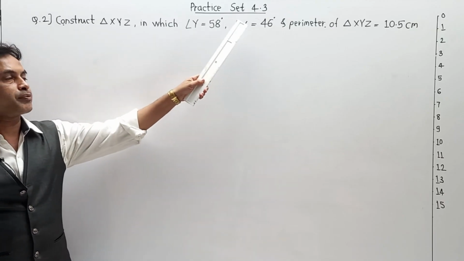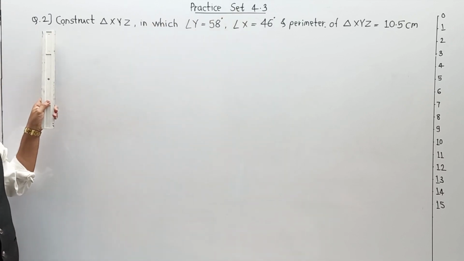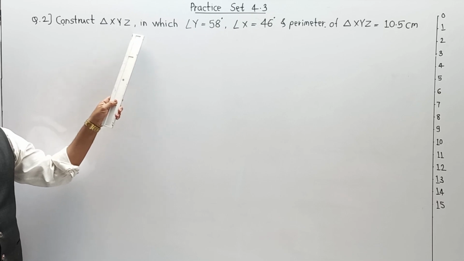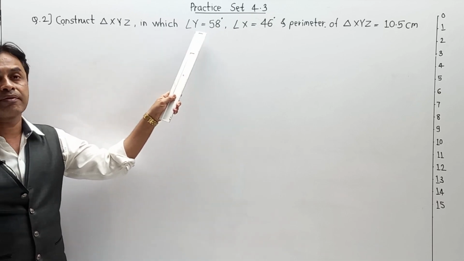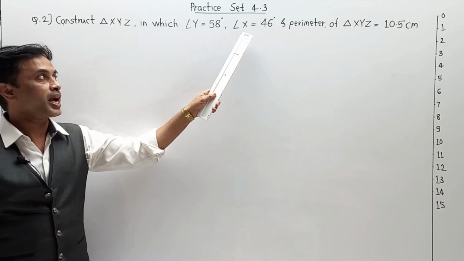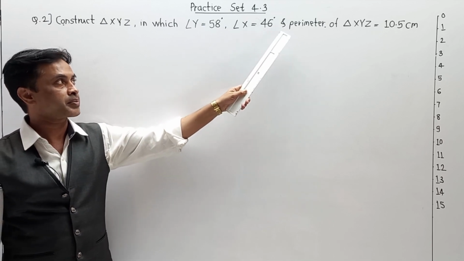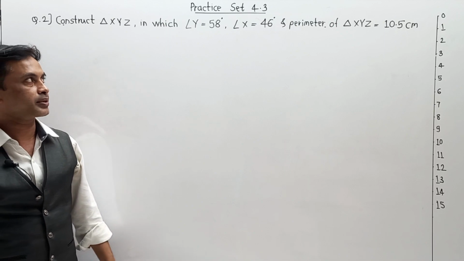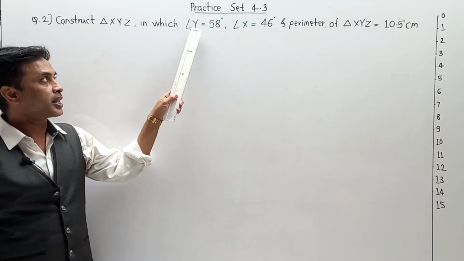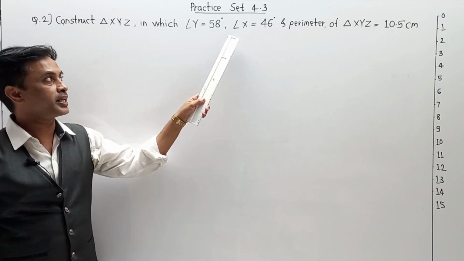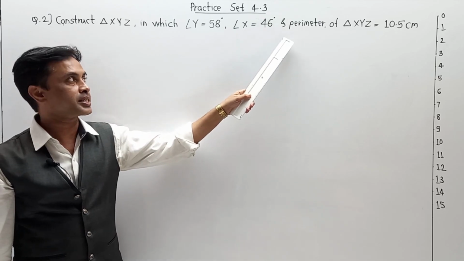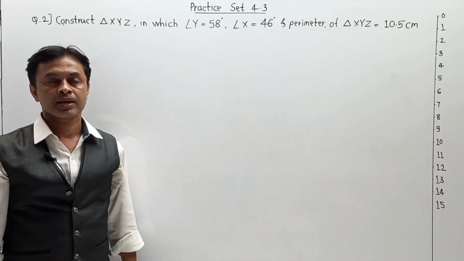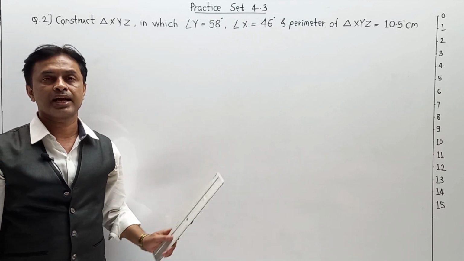Now practice set 4.3, question number 2: construct triangle XYZ in which angle Y is 58 degrees, angle X is 46 degrees, and the perimeter of triangle XYZ is 10.5 centimeters. Remember, they have given angle Y as 58 degrees, angle X as 46 degrees, and the perimeter as 10.5 centimeters. It means they have given angle X and angle Y.